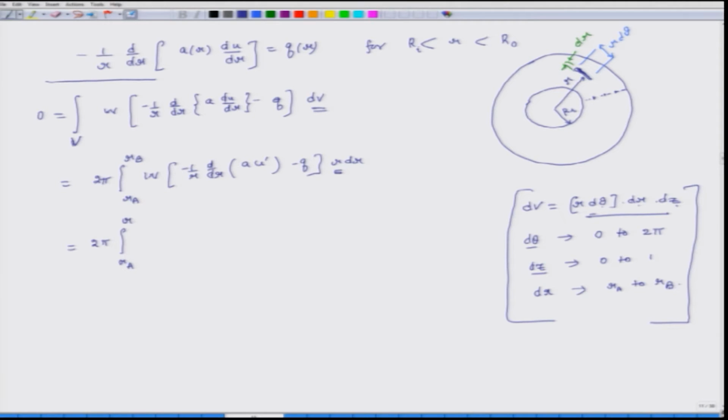integral from r a to r b of w, and I multiply r to the terms inside the bracket. So, the r cancels, and I get minus d over dr of a u prime minus q r dr. At this stage, I do my weak formulation.